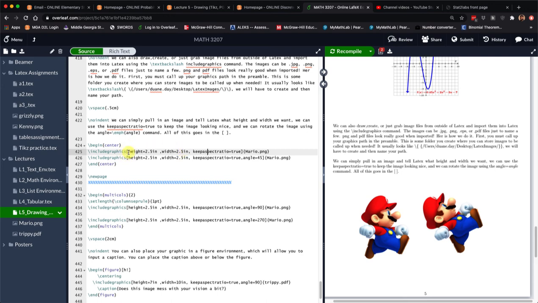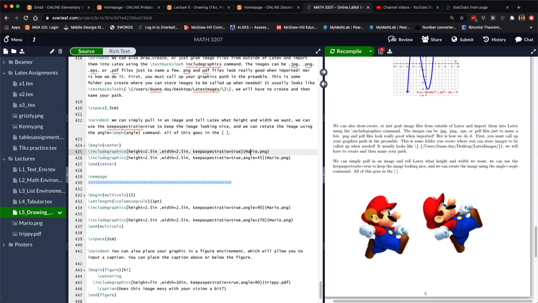So all that stuff goes in square brackets right after include graphics. And then in curly braces, you put the actual name of the picture file you want it to pull from. So I've got a mario.png. Called it just like that as it is over here in my lectures folder, and it placed this Mario right here.